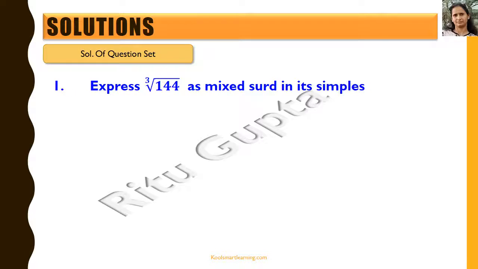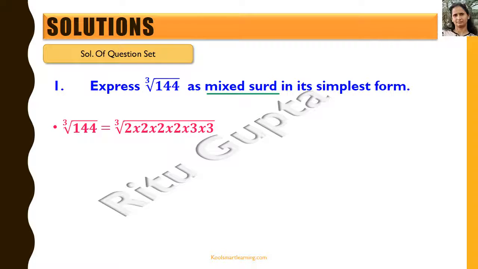So let's take the first question. We need to express the cube root of 144 as a mixed surd in its simplest form. So we first prime factorize 144 into 2 into 2 into 2 into 2 into 3 into 3. Now we take these three 2s together and we write it as 2 cube, and then the remaining 2 multiplied by 3 multiplied by 3 is written as 18, and then the cube root of the whole of this.